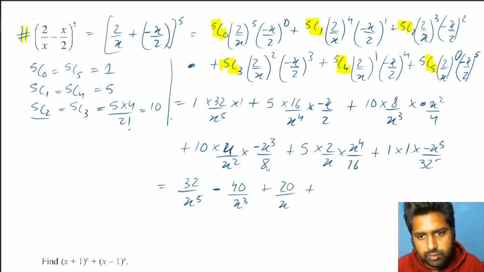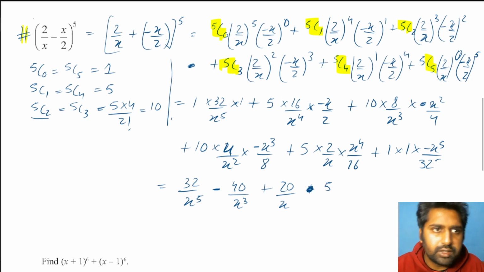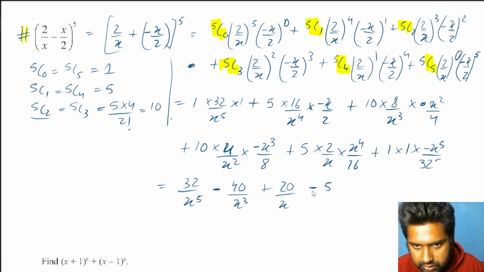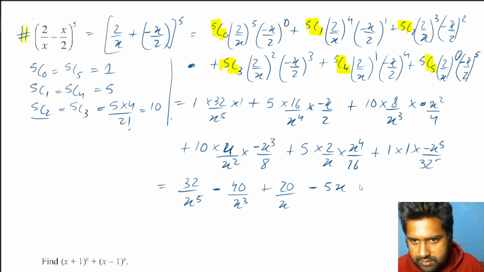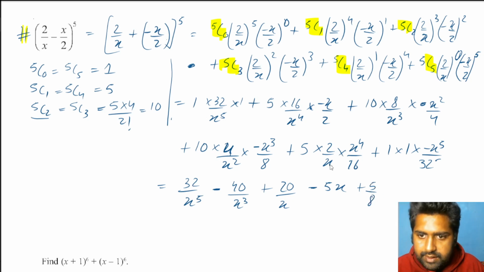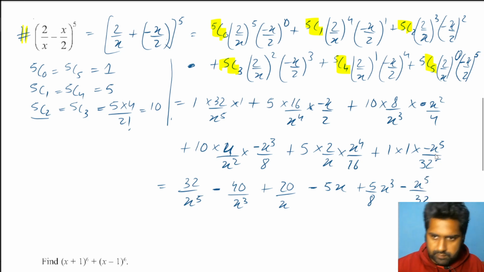this one will cancel, 4, 8, 2, 2 and 10, it will become 5, but instead of positive it will become negative. Okay, positive negative is negative, so minus 5, and x square by x cube will cancel, so minus 5x, plus this will become 5 by 8, x and x raised to power 4 will become x raised to power 3, and the last term will also be negative, x raised to power 5 by 32. That's it. That's the expansion.